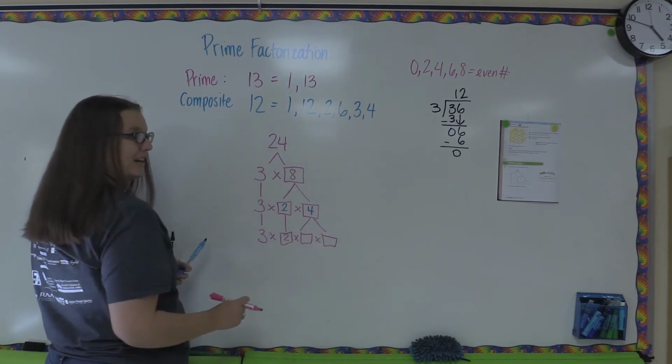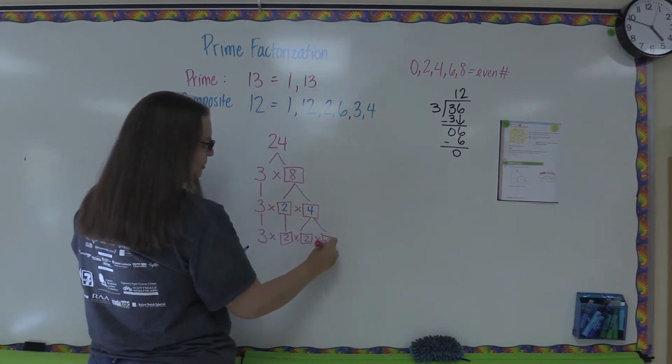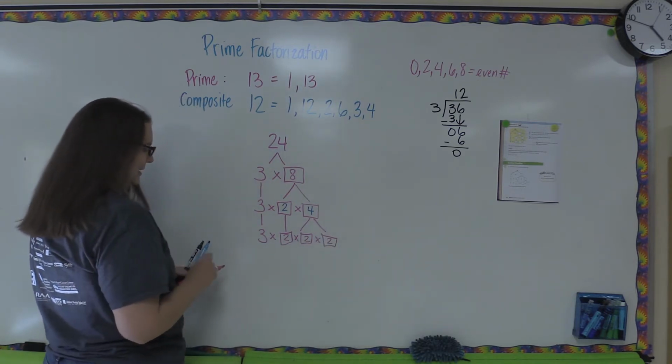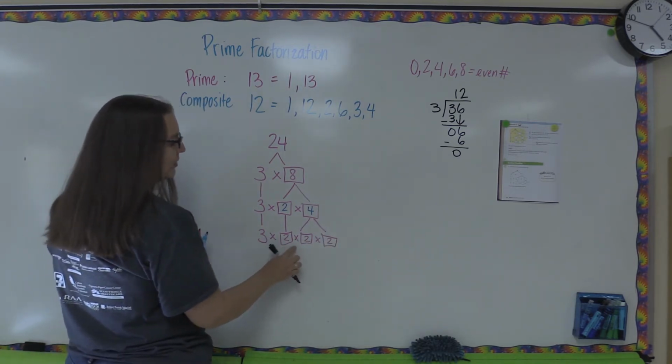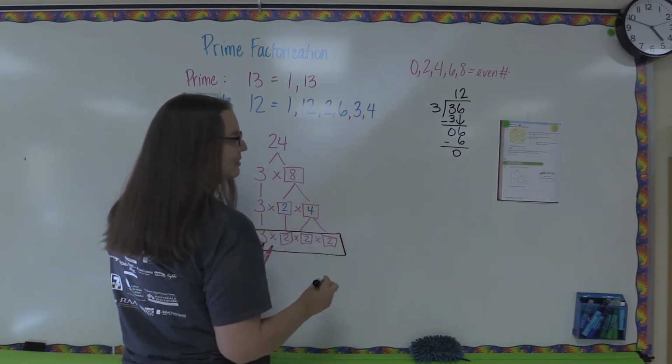So what times what is 4? Well, it's an even number. Let's do some 2's. 2 times 2 is 4, right? Take a look at the numbers where we are now. These are all prime numbers. That means we have completed the prime factorization.